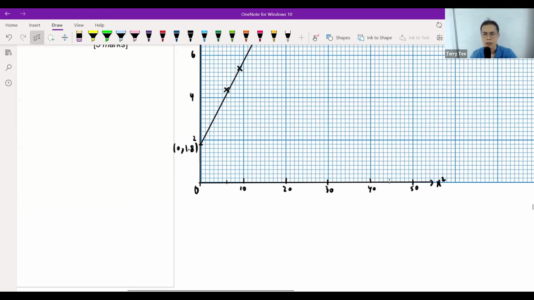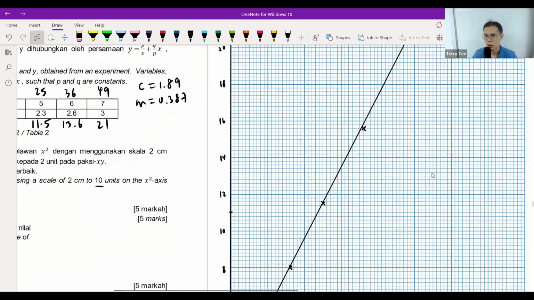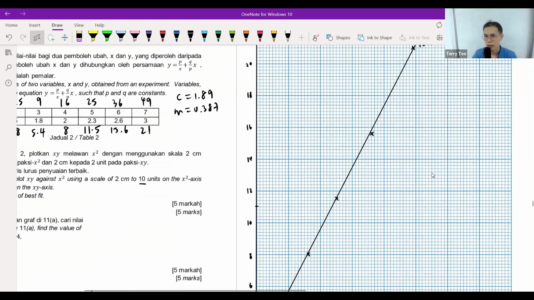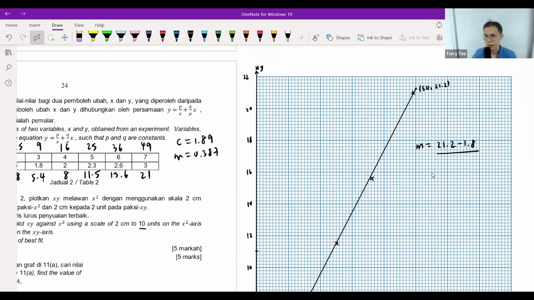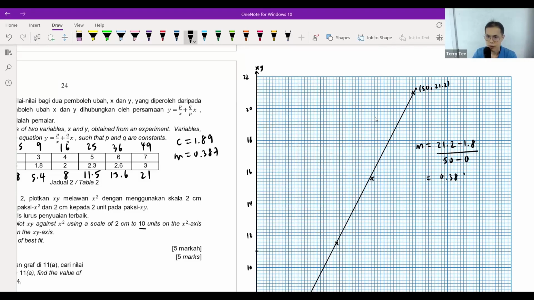Okay, so I'm going to calculate my gradient over here. You can write anywhere. So my gradient is 21.2 minus 1.8, divide 50 minus 0. Okay, let me work it out here. Menu 1. Go back to the normal mode. Menu 1. Take 21.2 minus 1.8, divide 50. My answer is 0.388. Very, very close. The gradient is supposed to be 0.387. I got 0.388, which is fantastic. Yeah, very, very close.